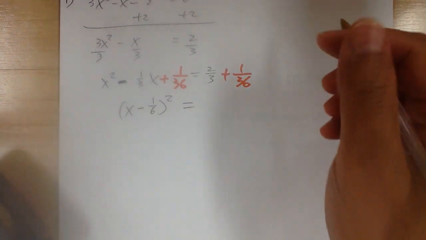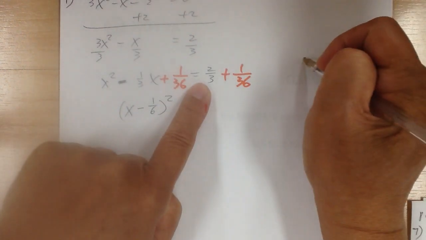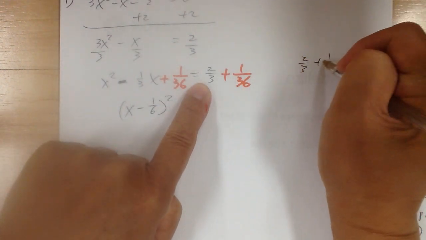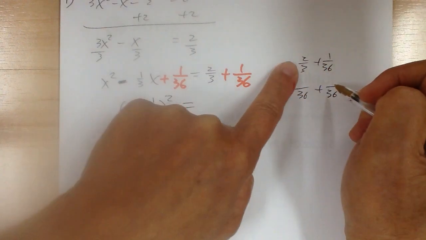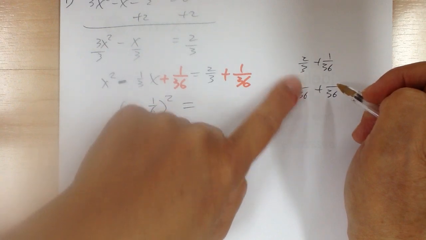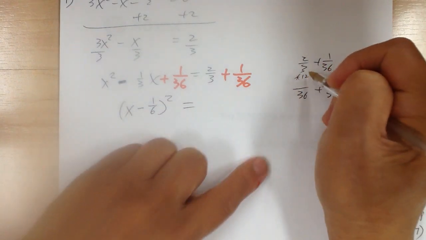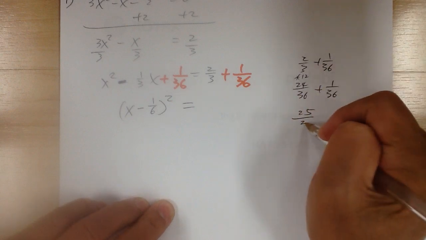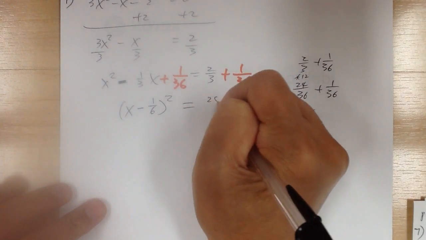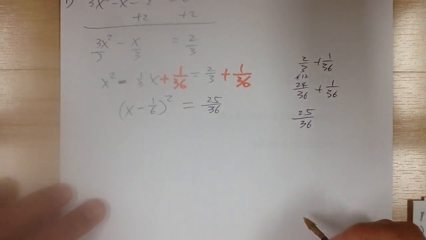Okay. So if you go off to the side, you got 2 over 3 plus 1 over 36. Your common denominator is 36. So you need to multiply by 12, right? And so you're going to get 24. And therefore you end up with 25 over 36. So this is equal to 25 over 36.